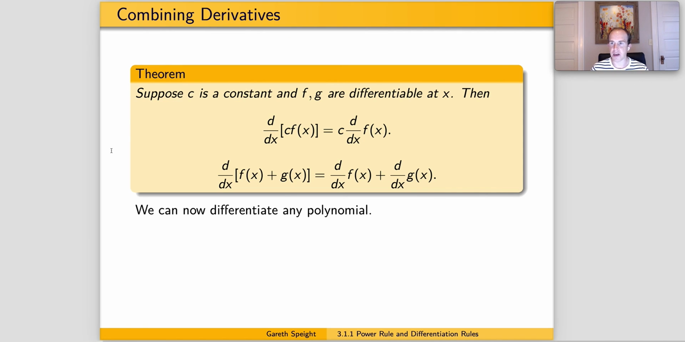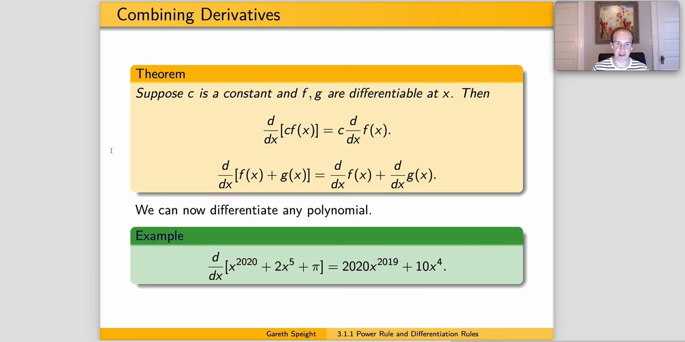So using this, we can differentiate any polynomial. Why? Because polynomials are things that look like, say, 5x cubed minus 7x squared plus x plus 1. They're a combination of things that look like powers of x and constant multiples and adding or subtracting things. So we can handle any one of these with these rules. So for instance, here is a polynomial: x to the 2020 plus 2x to the 5 plus pi.